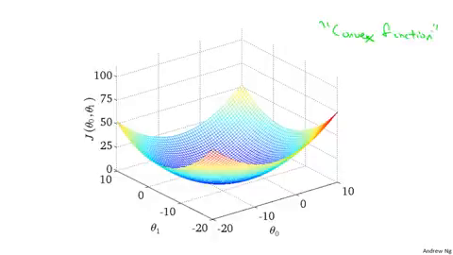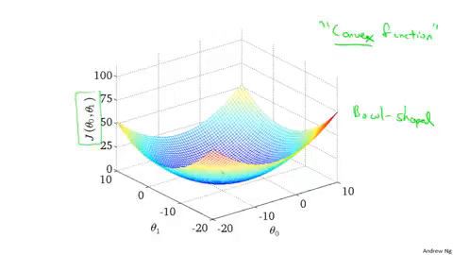I'm not going to give the formal definition of a convex function, C-O-N-V-E-X, but informally, a convex function means a bowl-shaped function. This function doesn't have any local optima except for the one global optimum. And gradient descent on this type of cost function, which you get whenever you're using linear regression, will always converge to the global optimum because there are no other local optima.